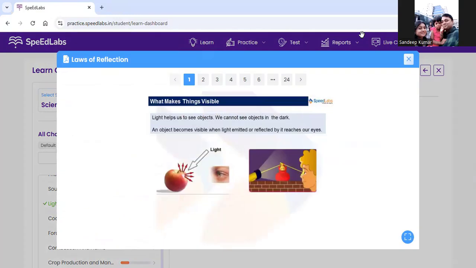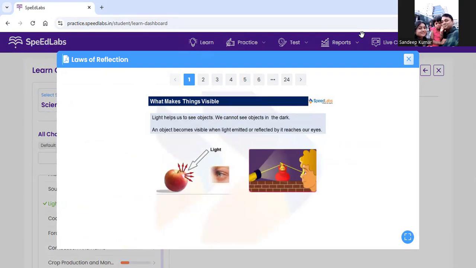Okay, first concept, what makes things visible? Light helps us to see an object, children. So no, we can't see objects in the dark. Okay, see, what is light? Light is a form of energy which enables us to see an object. That is the basic definition of light.